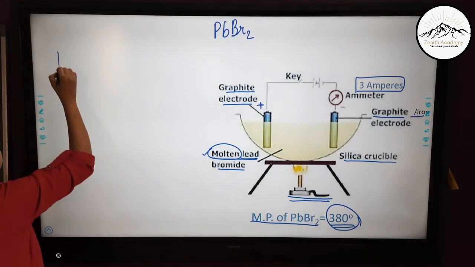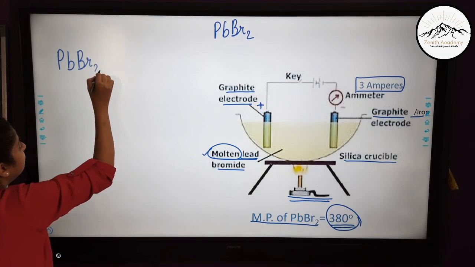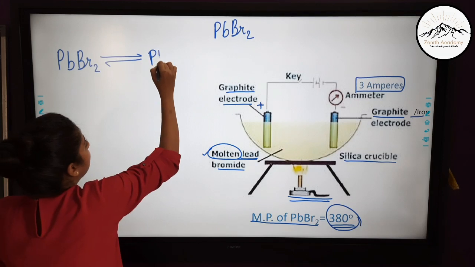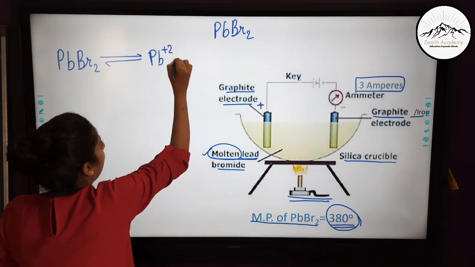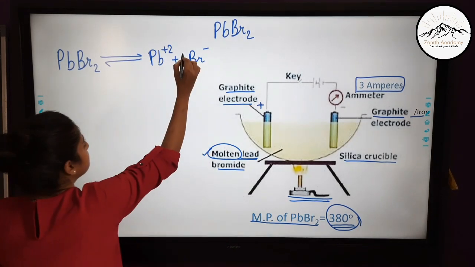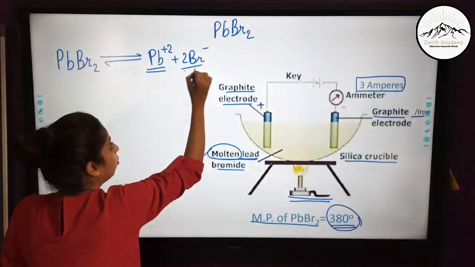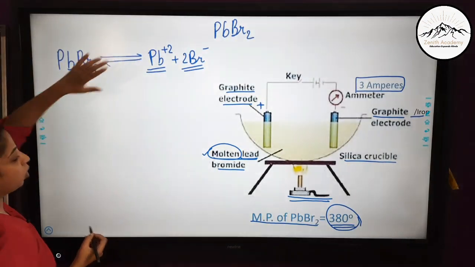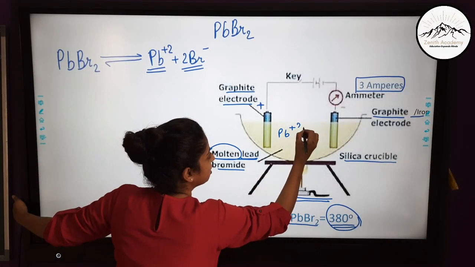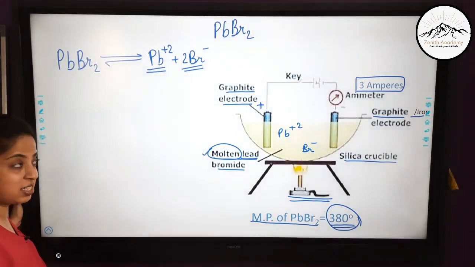Now see here, this lead bromide, when it is heated and current is passed through it, forms lead ions Pb plus 2 and bromide ions Br minus 1. Now just balance it. So it forms 1 ion of lead plus 2 and 2 bromide ions. So this is what happens here. Now we have Pb plus 2 ions and Br minus ions in the electrolytic cell.